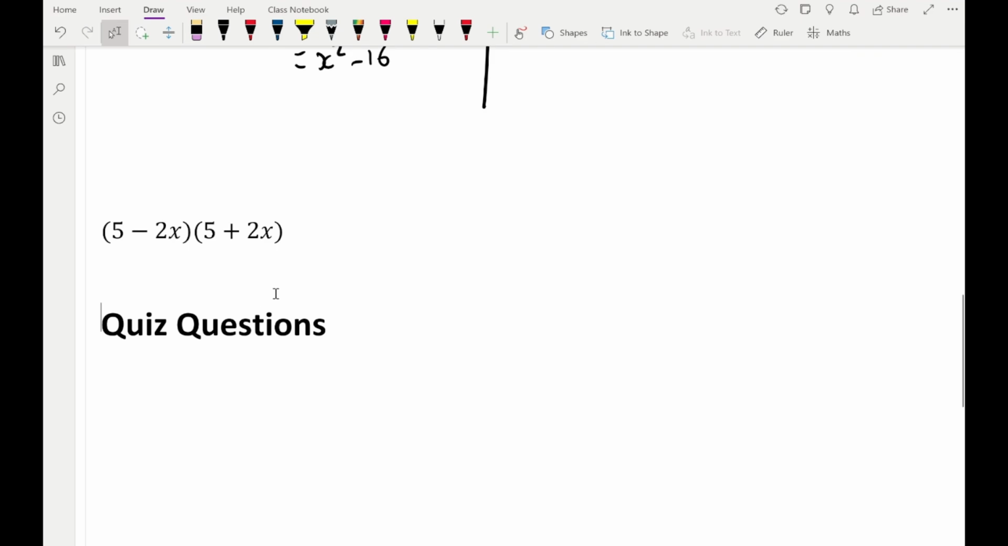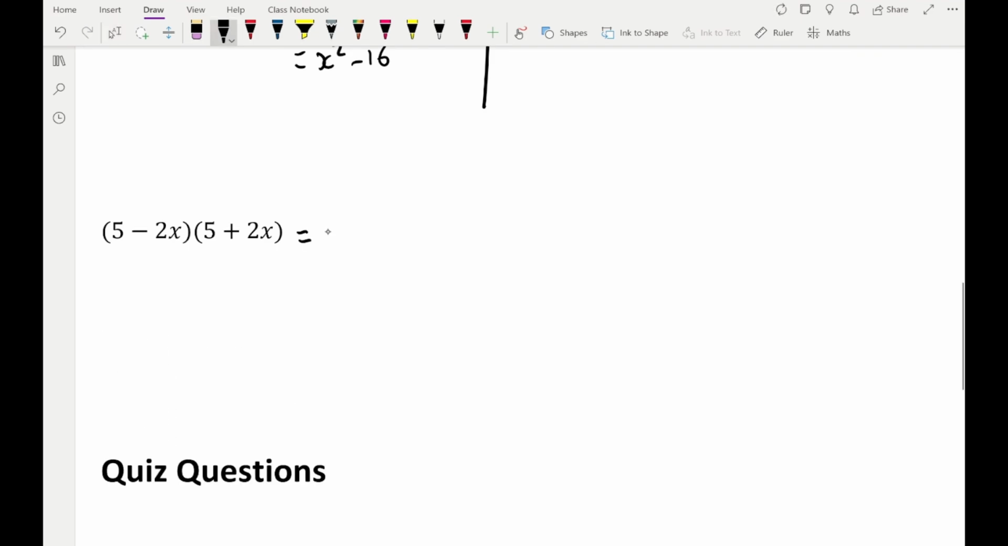So now we've got this one, which is another difference of two squares. I should get my first thing squared, take my second thing squared, which is going to be 25 take (4x) squared. Done.